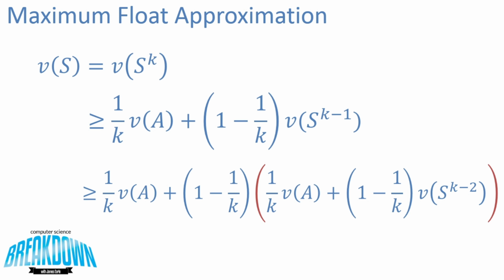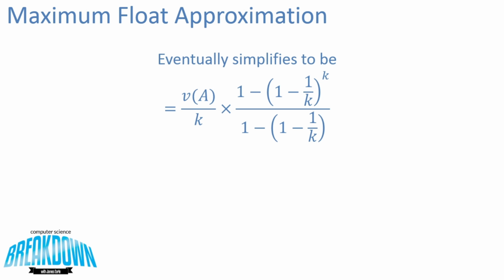And you can see that this is going to continue until we get all the way down to the base case. So eventually you're going to get a lengthy series of this summation, and you're going to be able to simplify that to this. So 1 over k times V of A is of course just the same as V of A over k, and this is then going to be multiplied by what would be our large summation, but it's now simplified into this fraction. So it's 1 minus (1 minus 1 over k) to the power of k.